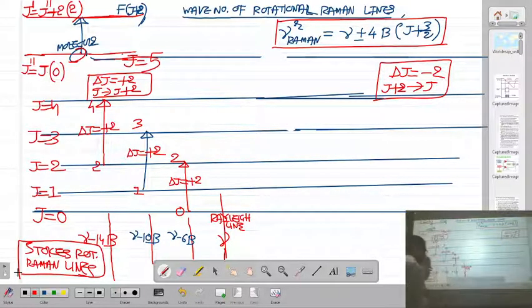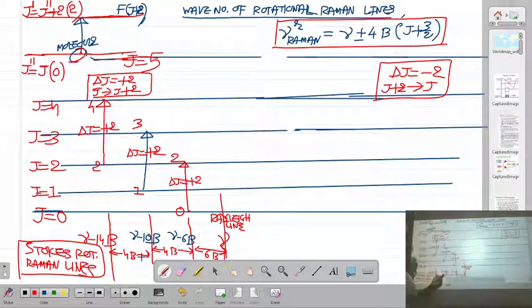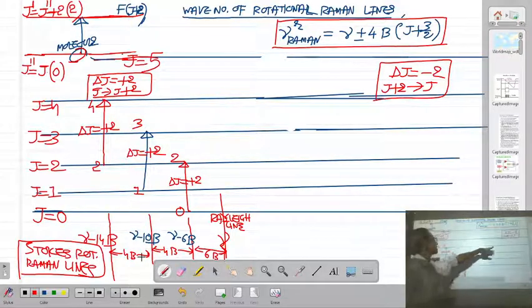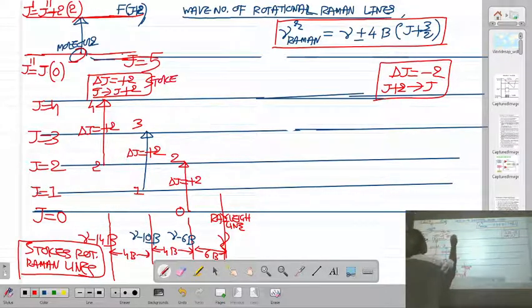So you can see here the wave number spacing. Initially the spacing is 6b from the Rayleigh line. Then nu minus 10b minus nu minus 6b, the spacing will be 4b. Nu minus 14b minus nu minus 10b, the spacing will be 4b. So the initial spacing is 6b, then the spacing is constant, that is 4b. Now what happens on this side? We got Stokes lines on the left hand side, the lower wave number side of the Rayleigh line.